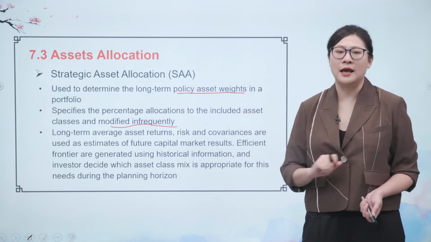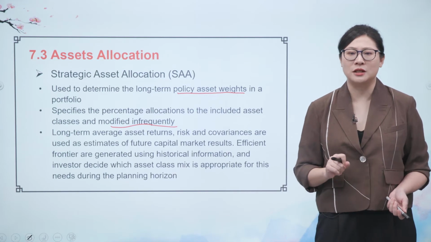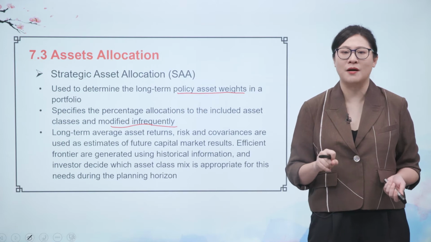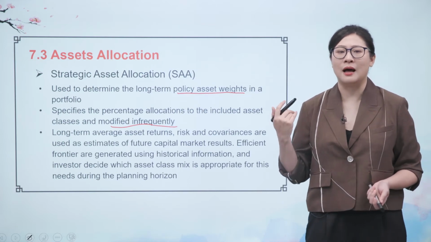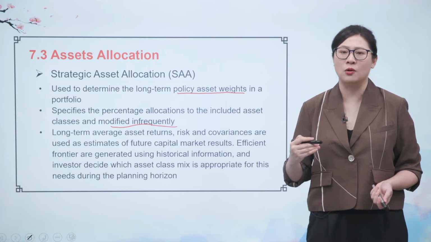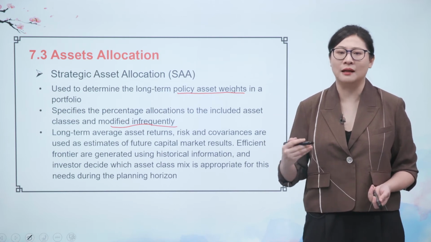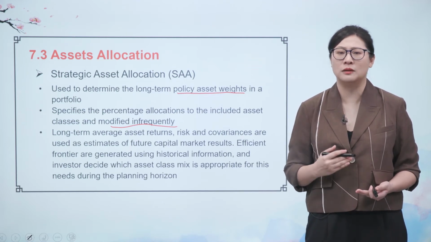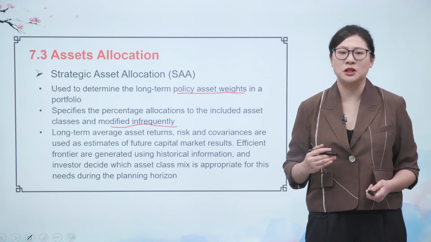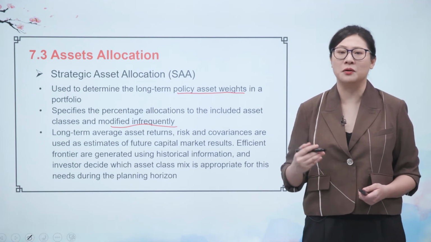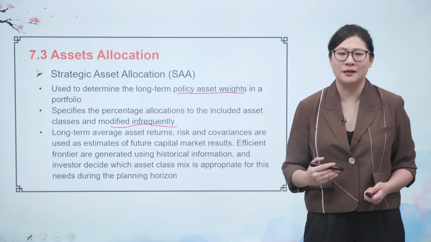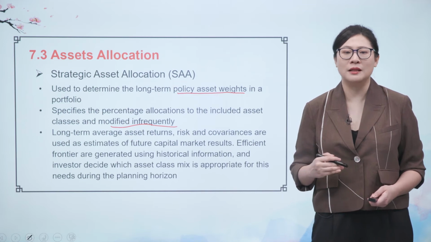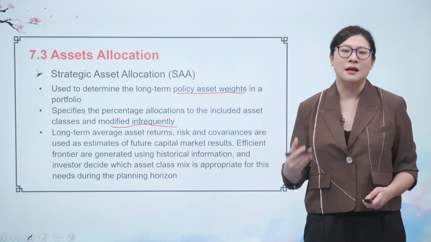And the last one is the long-term average asset return, risk, and covariance are used as estimates of future capital market results. So we use the asset return, risk, and covariance between different asset classes to determine the allocation between these asset classes, the policy weight. Efficient frontiers are generated using historical information, and investors decide which asset class mix is appropriate for their needs during the planning horizon. So that's the SAA.